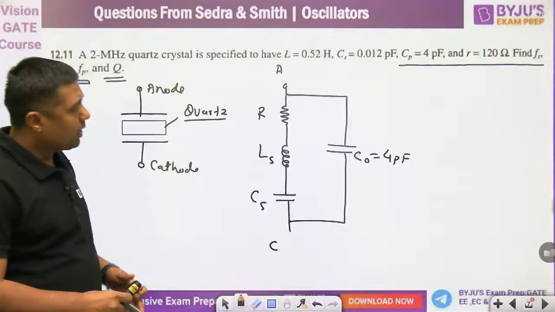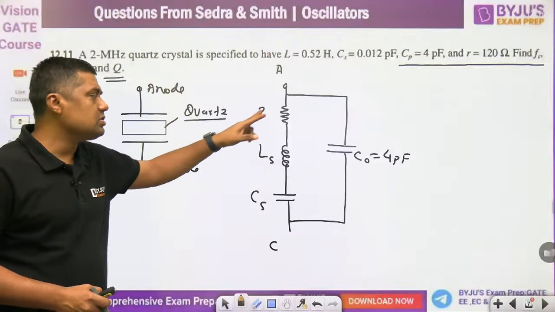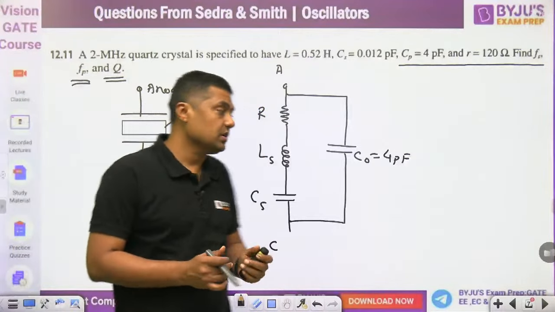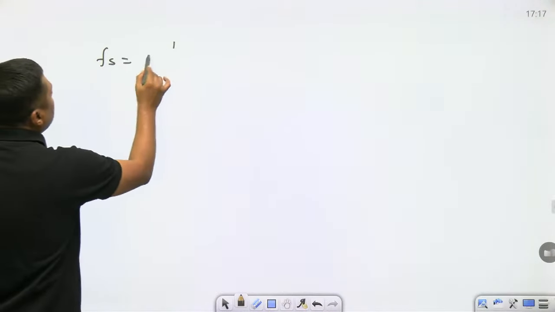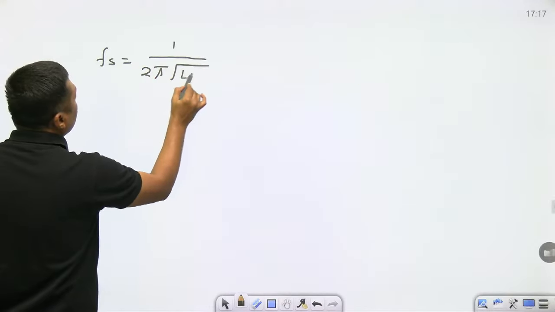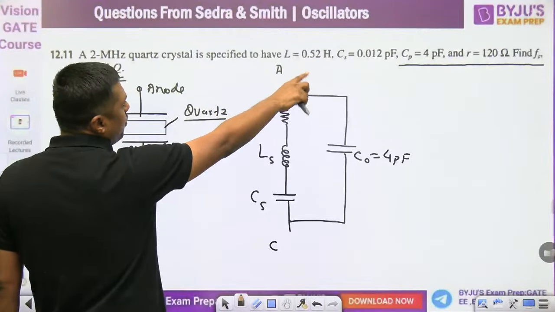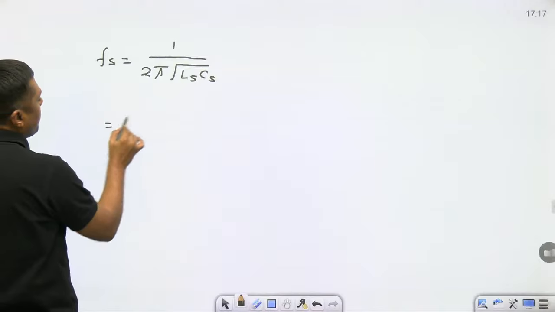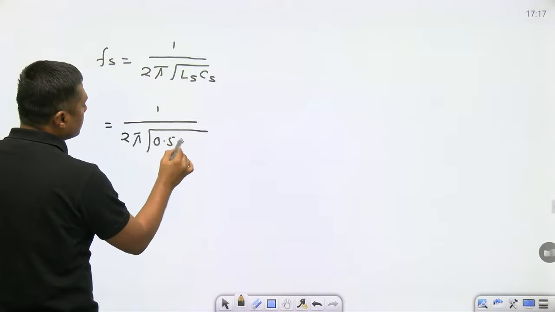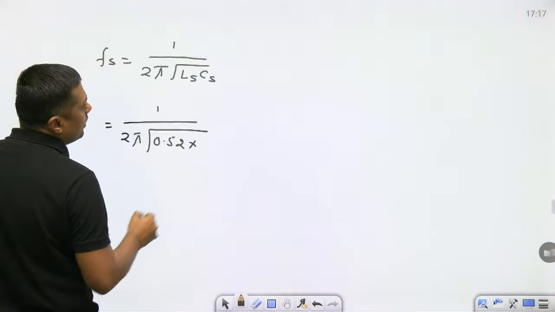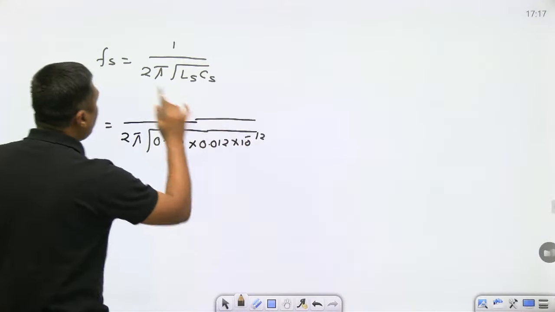Now, what is the series resonance frequency, FS? Series resonance frequency means when R, LS and CS are in series. So what is the value of FS here? Now you can find FS. FS is given by 1 by 2 pi root LS CS. Everyone calculate this value. What is the value of the inductor? 0.52 Henry. CS is 0.012 picofarad. You can put here LS 0.52 into CS 0.012 into 10 raised to power minus 12, and you can find FS.